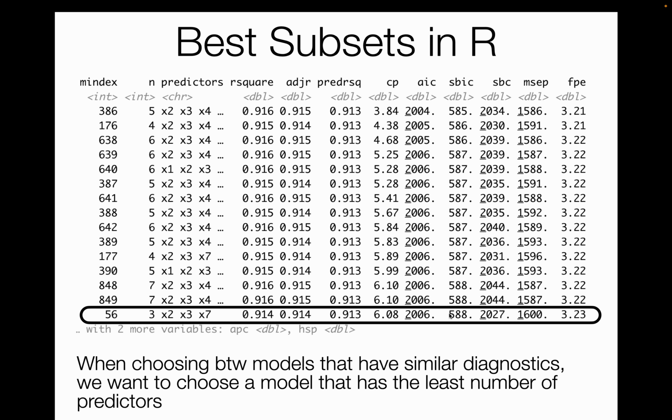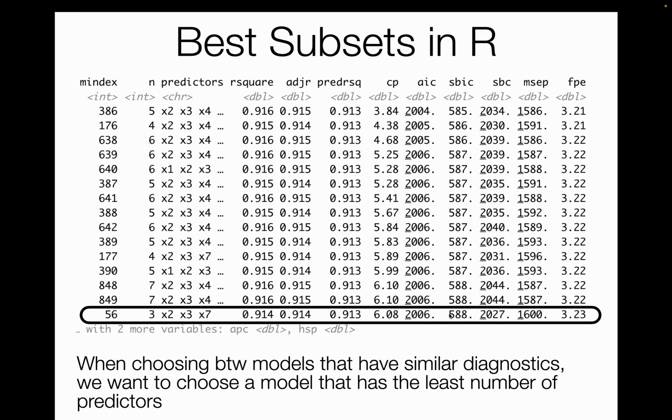You have to make a choice about this trade-off between having the least number of predictors and the best results. So I give you a piece of advice down at the bottom. When choosing between models that have similar diagnostics, and I would argue that most of these are very similar, you want to choose the model that has the least number of predictors. This, as a term, is called model parsimony. So you want a parsimonious model, which is a model that includes the least number of predictors that gets you the best response.